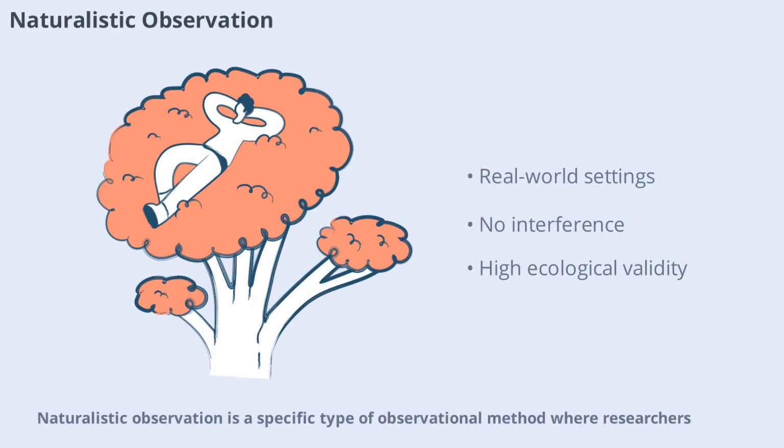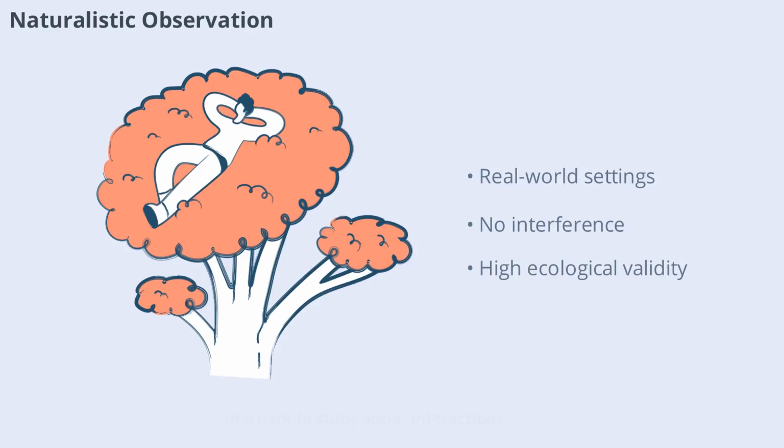Naturalistic observation is a specific type of observational method where researchers study subjects in their everyday environments without any manipulation or interference. This approach is valuable for understanding genuine behaviors as they unfold in real life. For example, a psychologist might observe children playing in a park to study social interactions. The key advantage here is ecological validity. The findings are more likely to reflect real-world behavior. However, researchers must be careful to remain unobtrusive so as not to influence the subject's actions.